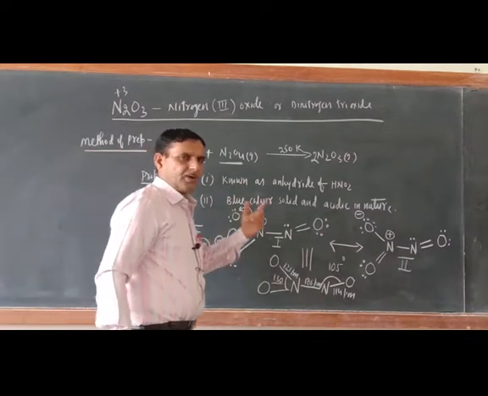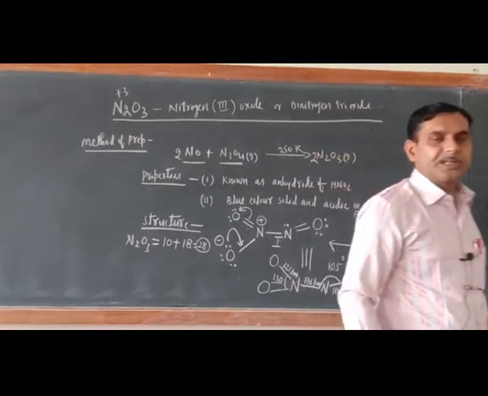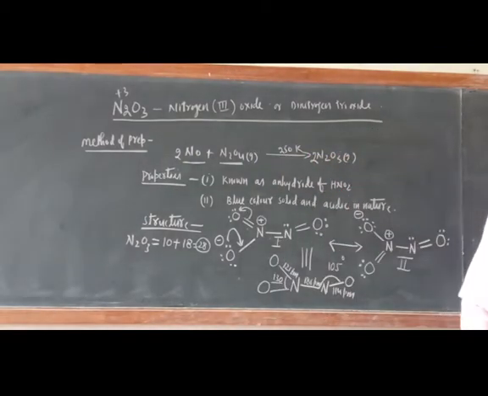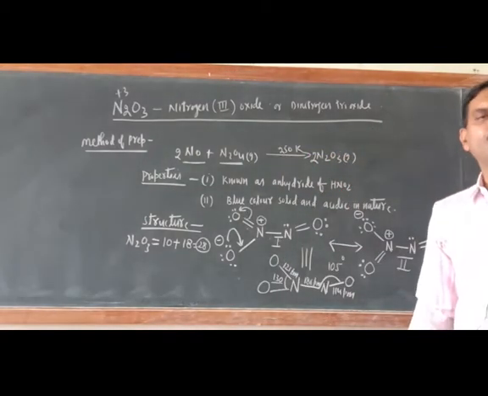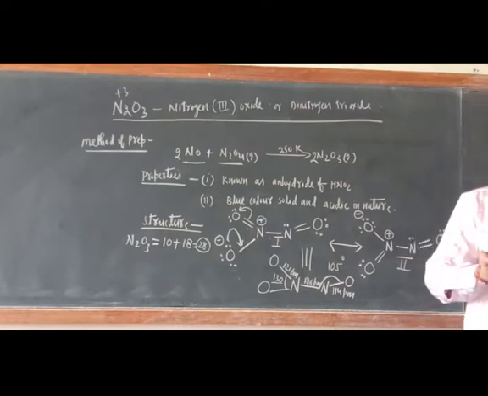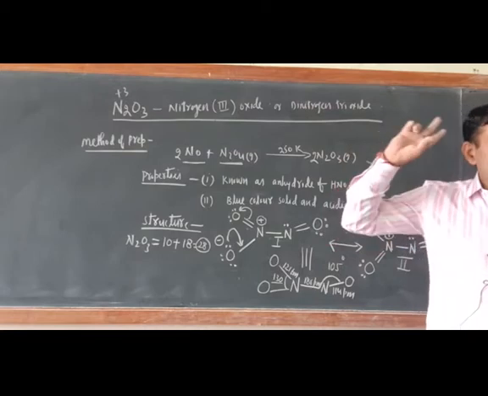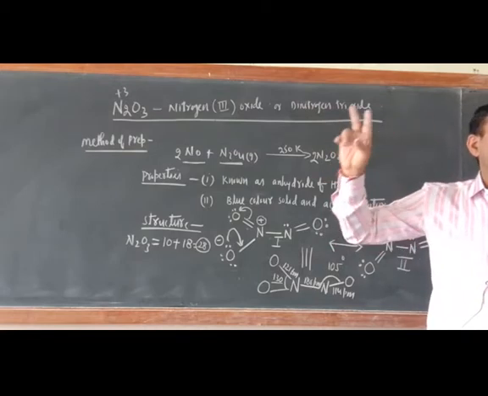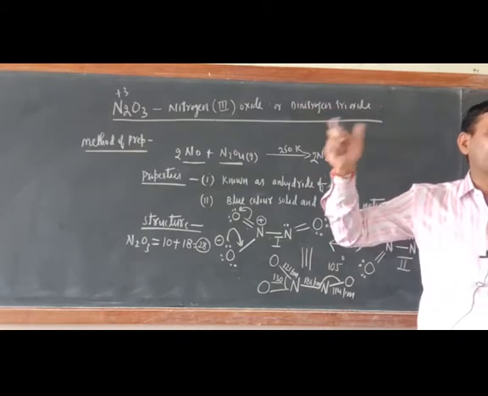Now the next one is N2O4, dinitrogen tetroxide. So N2O4 is the dimer of NO2. First we will teach you NO2, its structure. NO2 is stable in the gaseous state and N2O4 is stable in liquid and solid state.